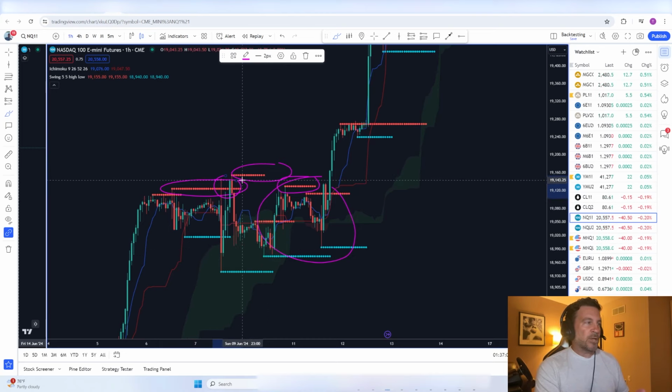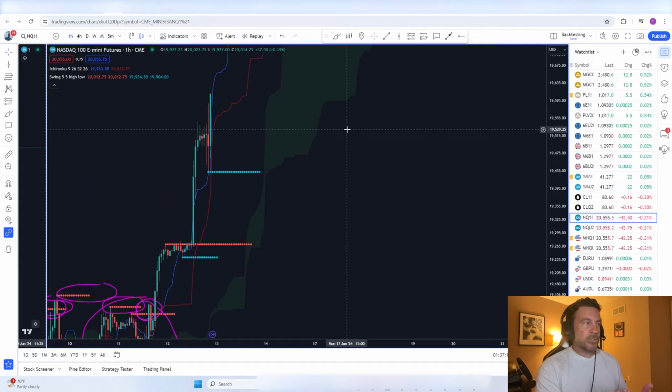So if I'm looking here at this particular area and price pulls back down into the cloud, I'm trying to get my stop down here below the cloud somewhere. And then you can see we have another confirmation right here of price continuing on. That's how the swing indicator can be used with the Ichimoku cloud.